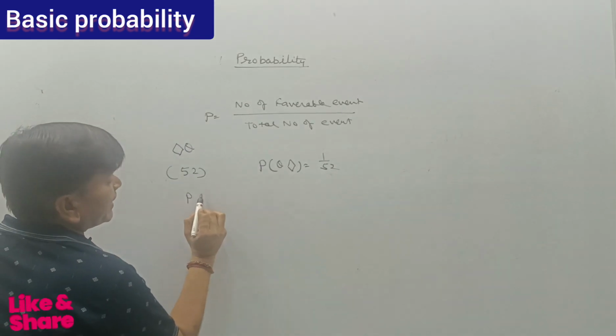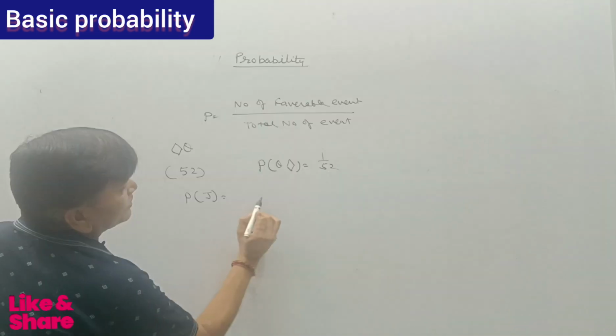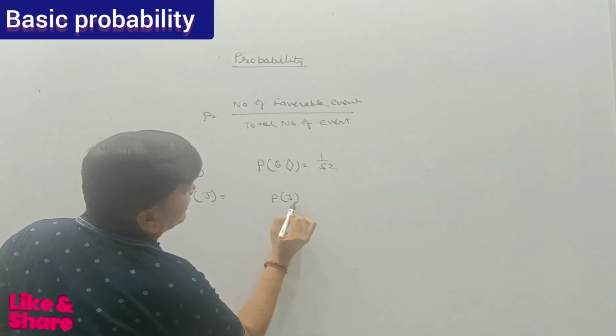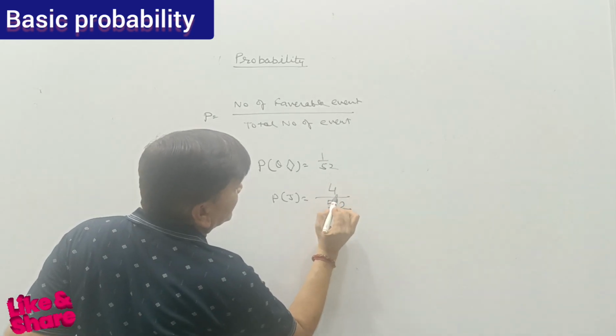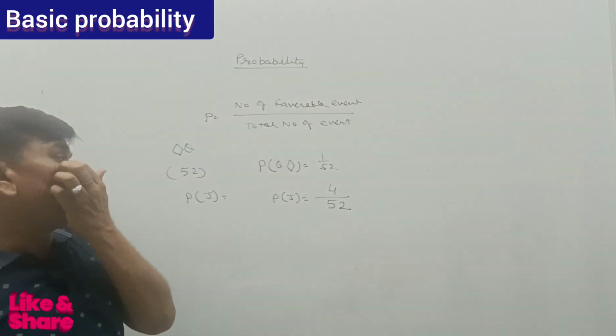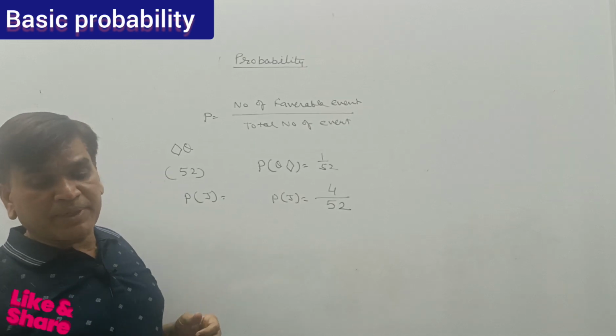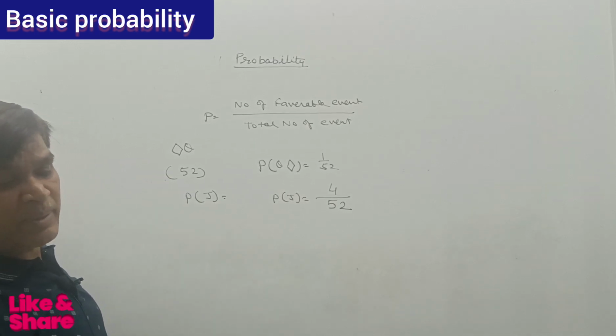Probability of getting a jack. Jacks are 4 and total cards are 52. So in this manner we can calculate the normal probability of this.